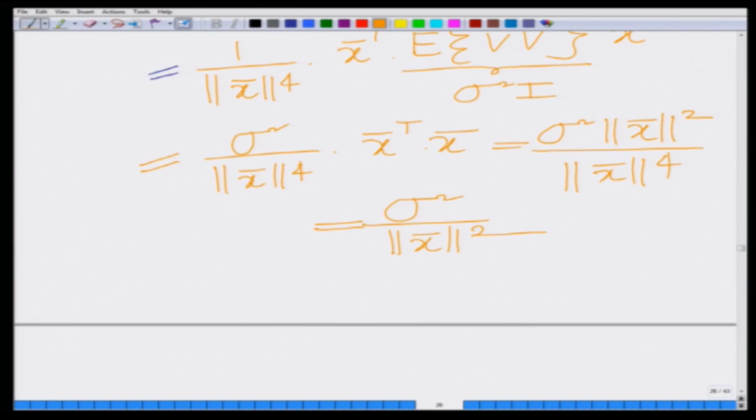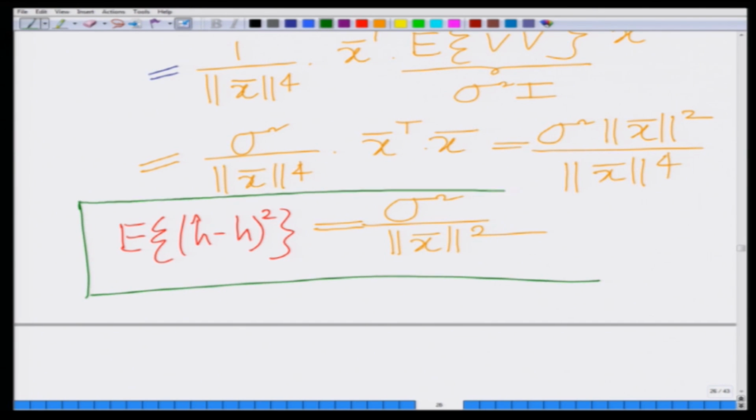Therefore, we have an interesting expression for the variance: the expected value of H hat minus H whole square is sigma square divided by norm x bar square. So, we have derived the expression for the variance of the estimate. We have shown that the variance of the maximum likelihood estimate of the channel coefficient is sigma square divided by norm x bar square, where x bar is the pilot vector. Alright. So, this is the expression for the variance of the channel estimate.